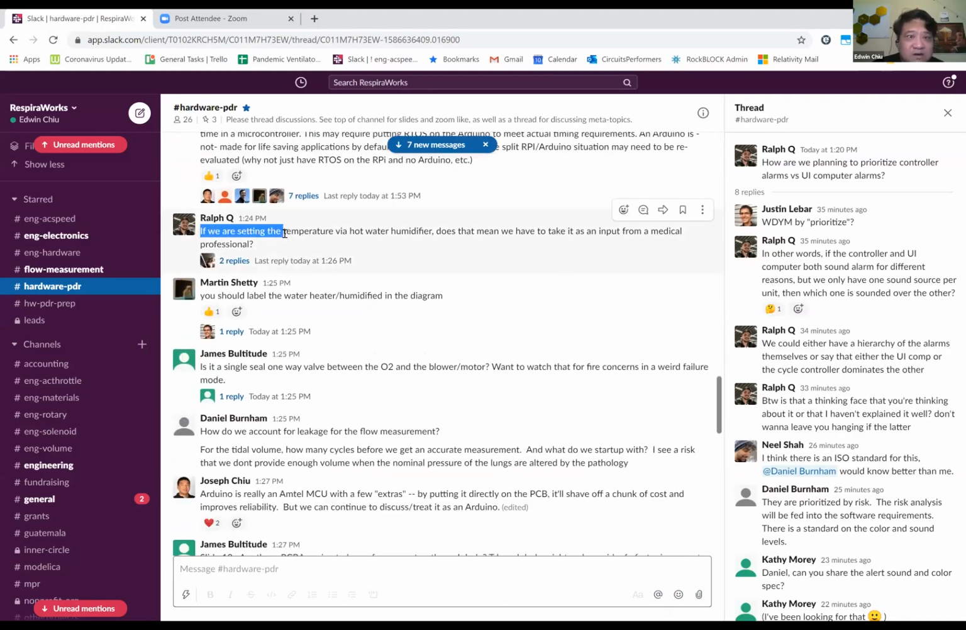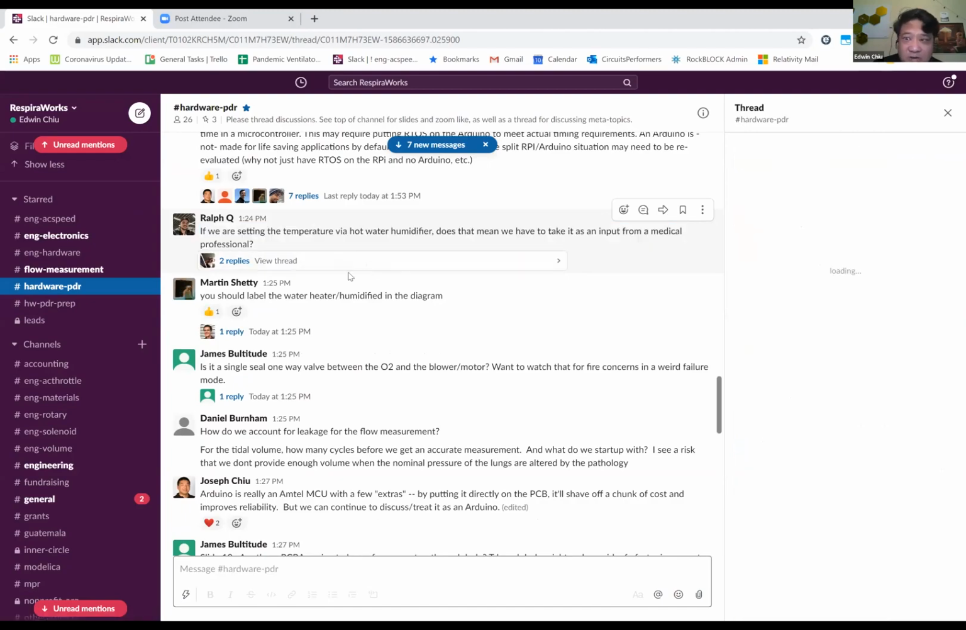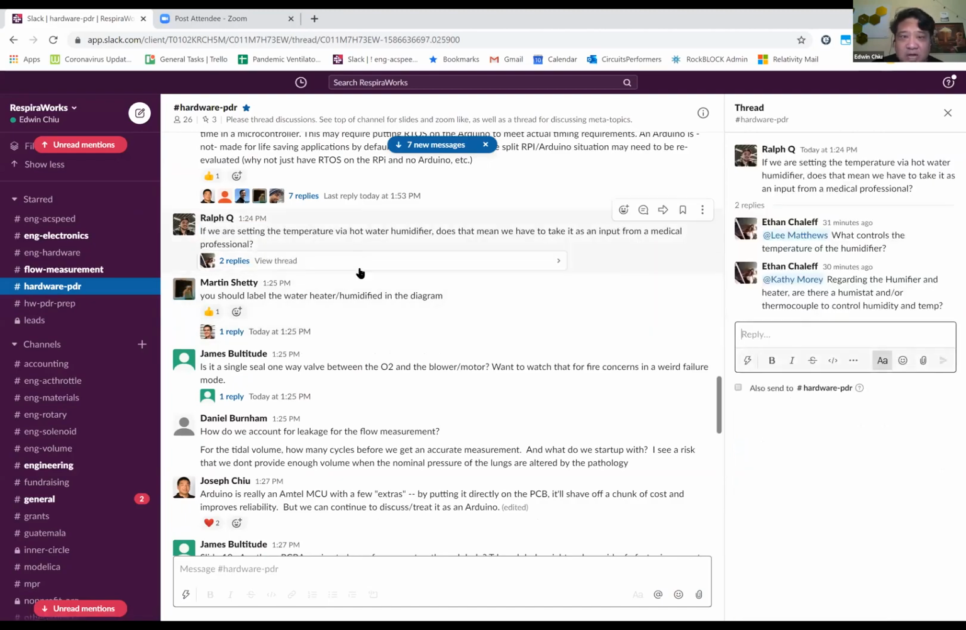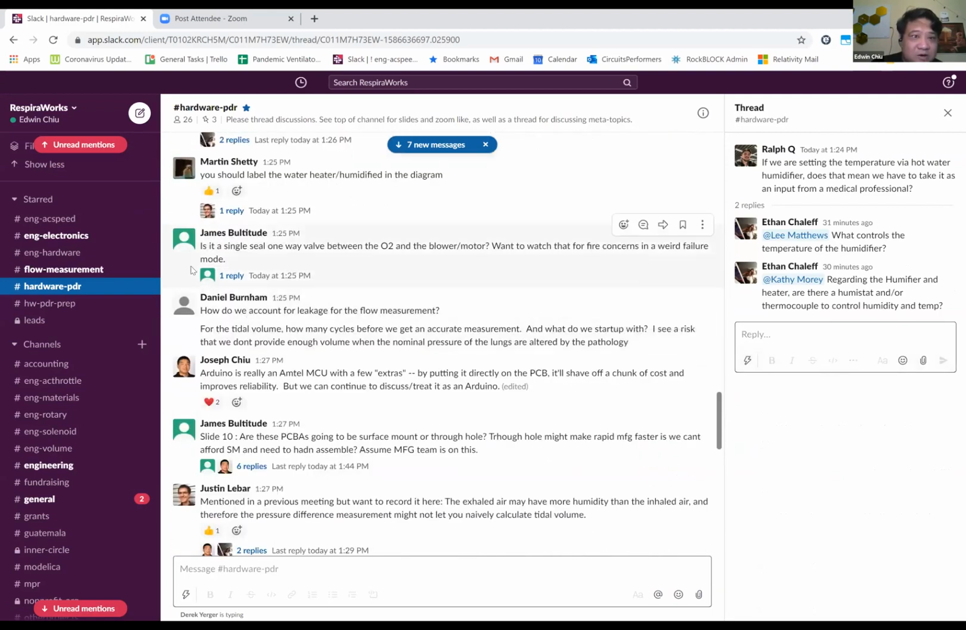Ralph says, if we are setting the temperature via a hot water humidifier, does that mean we have to take it as an input from the medical professional? I'm not sure about that, so that's something we should look at, but we do need to have some feedback on that so that if it runs dry, it doesn't overheat. Yep, label the water heater humidifier. Yep, we'll do that. Thanks, Martin.